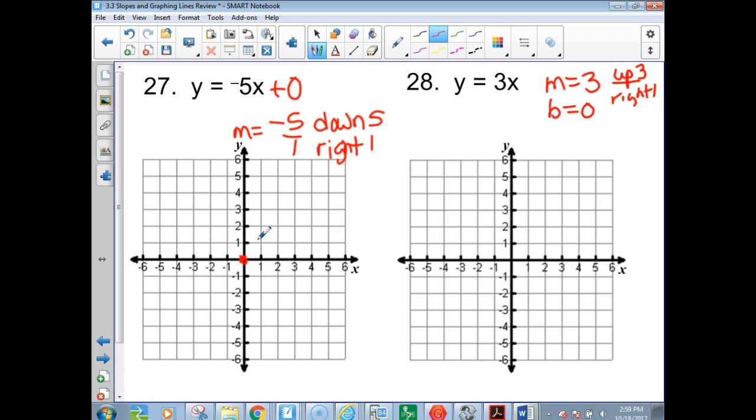Okay, graph those 2 lines. Should be kind of quick. And the opposite of down 5 right 1 would be up 5 left 1. So you should be done with number 27. 28, not much difference except it has a positive slope. Do not make me little stubby lines.